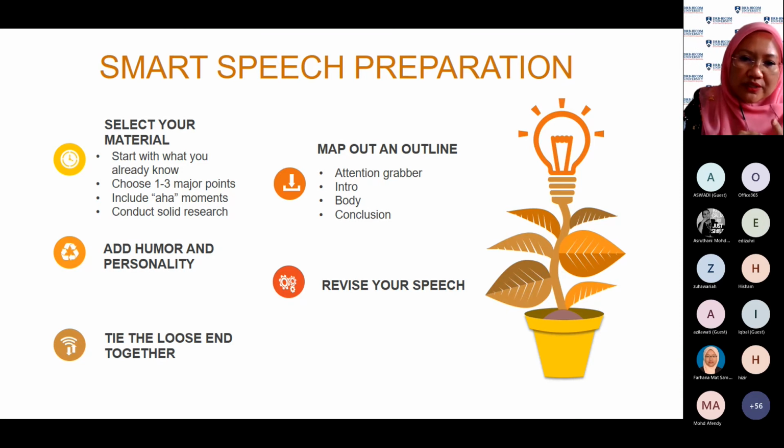And then, of course, revise your speech. If you're not a good writer, if you have to write it in English, perhaps you can have someone proofread your speech for you, before you actually try to articulate or practice the speech. Have your friends check the grammar, the structure, and everything.